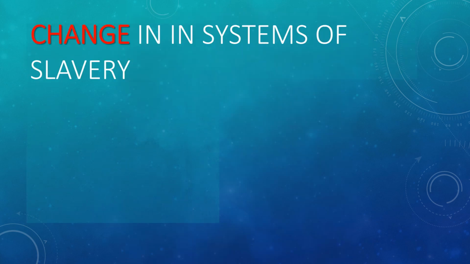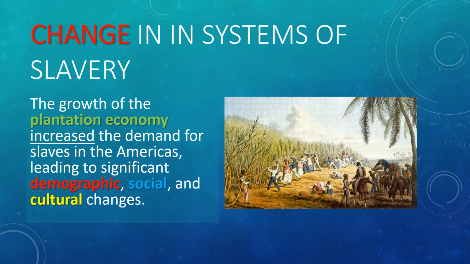Finally, let's start to look at a change in systems of slavery. And this really goes with the growth of plantation economies in America. So the growth of the plantation economy increased the demand for slaves in the Americas, leading to significant demographic, social, and cultural changes. Okay, so let's look at those. Plantation economy, we should know what that is by now. It's predominantly growing sugar, and it is going to lead to upwards of maybe 15 million slaves from West Africa being taken, transported, shipped to predominantly Brazil and the Caribbean, but then also going to other parts of the Americas.